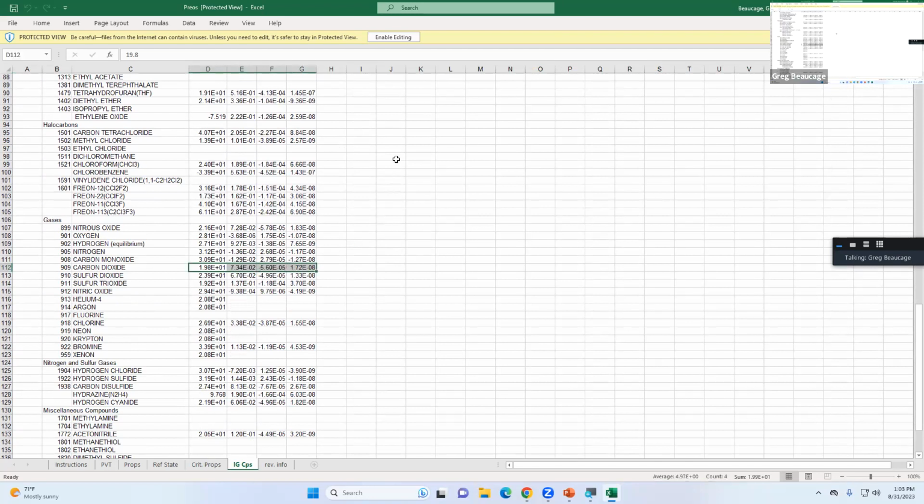Now it's a power series expansion in temperature. So it starts out with a number, then temperature, and temperature squared, temperature cubed, goes up to temperature fourth power. Then it gives you pretty much the exact heat capacity for an ideal gas CO2.